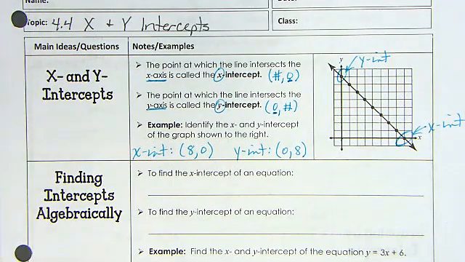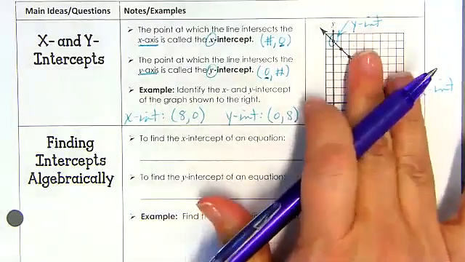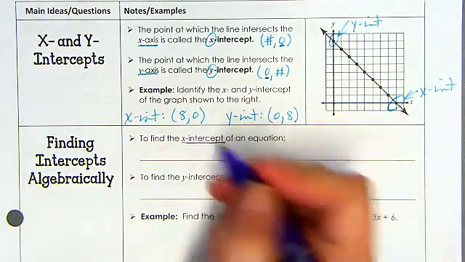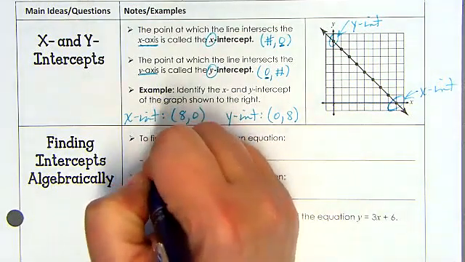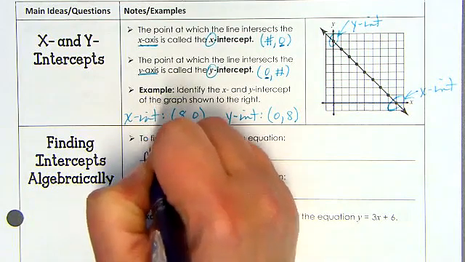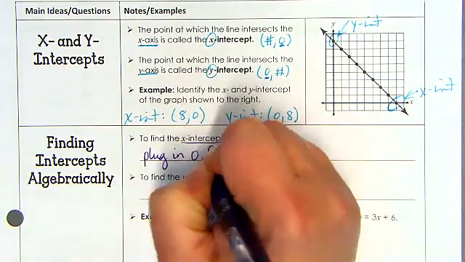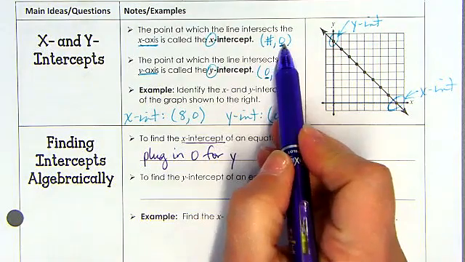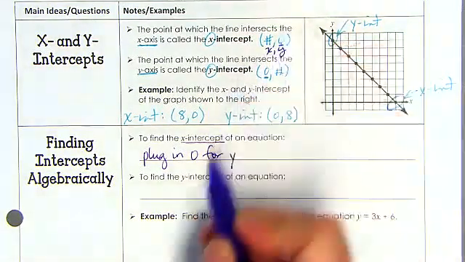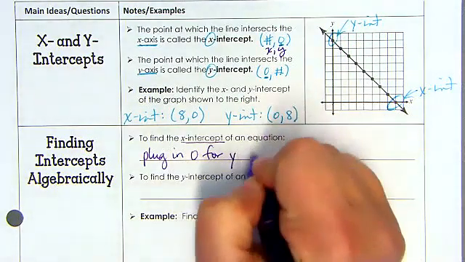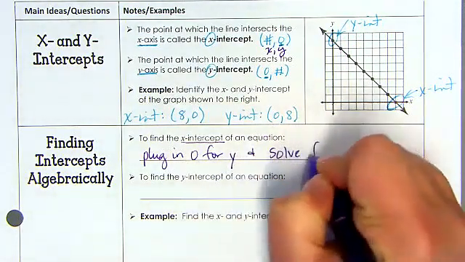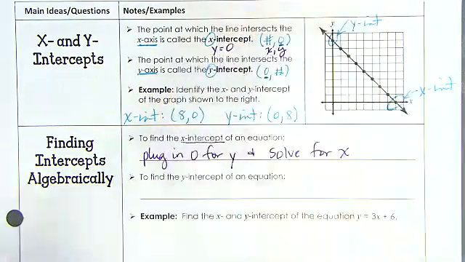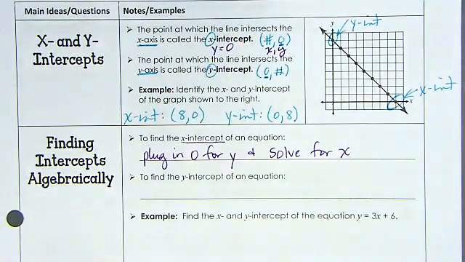Next, we're finding the intercepts algebraically. This was from a graph. Now if we're given the equation, to find the x-intercept of an equation, we're going to plug in 0 for y, because the 0 is in the y spot. Remember, this is (x, y). So I'm going to plug in 0 for y and solve for x, because right now I know that y is equal to 0. So I can substitute in 0 for y.